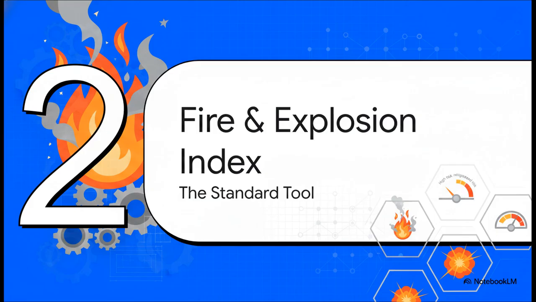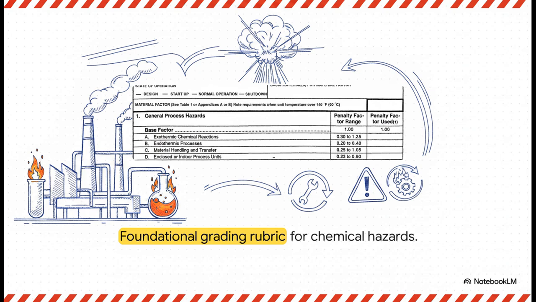Moving to Section 2, the fire and explosion index, our standard tool. So this is the standard tool that engineers use to translate abstract, catastrophic risks into hard, actionable data. Think of it like the ultimate grading rubric for potential disasters. What you're seeing is a section of the fire and explosion index form. Notice how it specifically breaks down general process hazards.